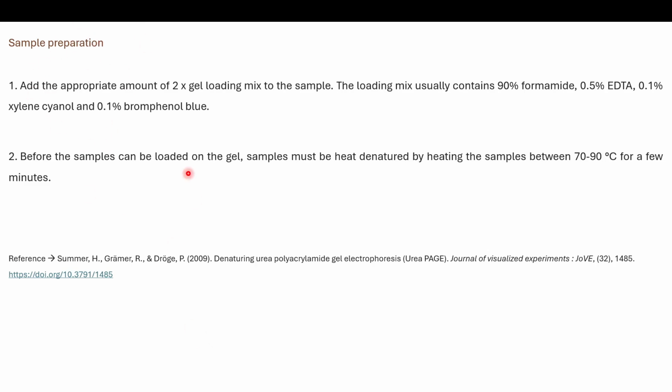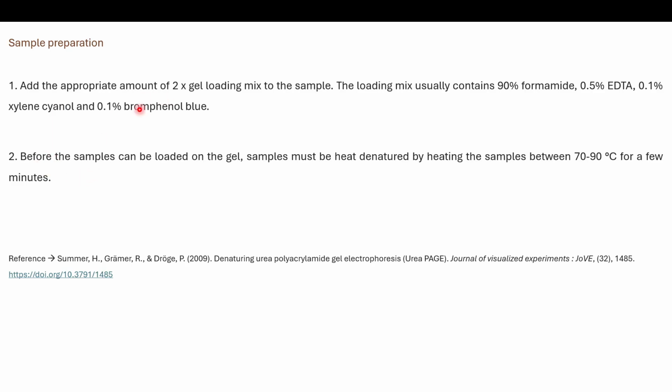Now, how do you prepare the sample? You add an appropriate amount of 2 times gel loading mixture to the sample, and the loading dye usually contains formamide, which denatures any kind of structure present in your sequence. Then there's EDTA, which chelates the ions required for functional nucleases. And then there's xylene cyanol and bromophenol blue as tracking dyes, which run at different speeds.